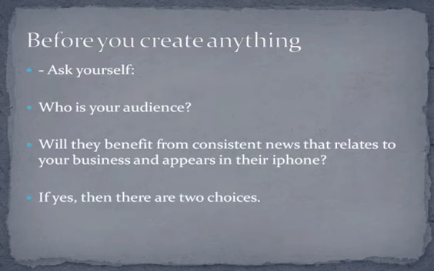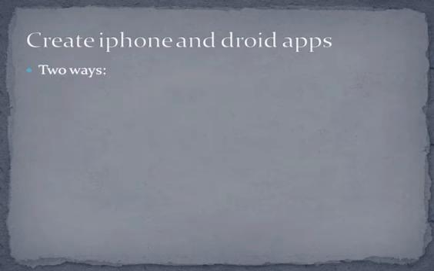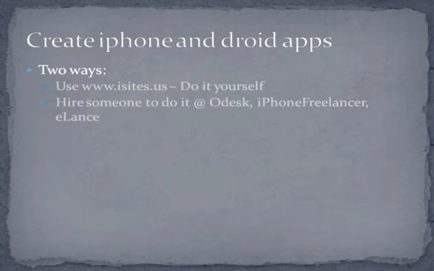And I'm going to show you two different ways. There are two different ways to go about creating applications. The first one, you can do it yourself by using a site like isites.us, and I'll show you that in just a minute. Or the second way is if you want to customize that application and make it into something that isites.us does not provide, then you can do that. But you're going to have to hire somebody to do that. And I'll show you how to do that.